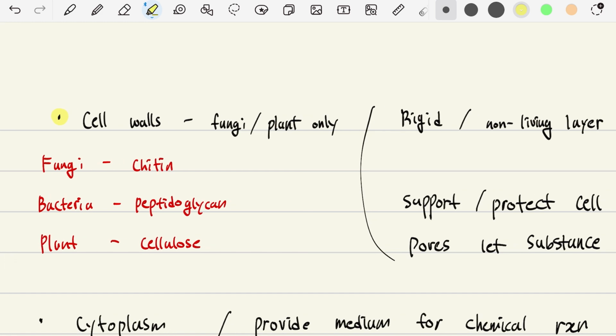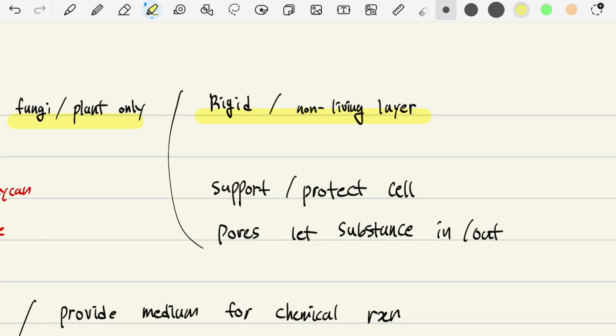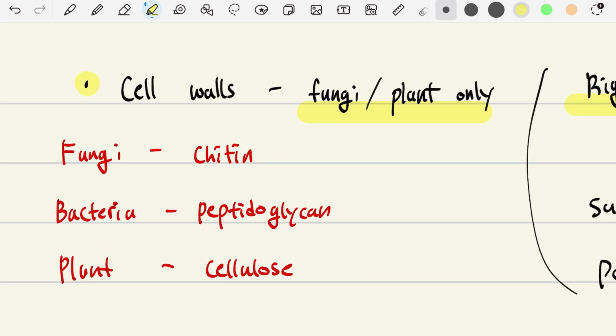And for cell walls, only plants, fungi, and prokaryotes have them. They are usually the rigid and non-living layer of the cell, and they support and protect the cell. They provide the shape, and there are pores that let substances in and out, since cells also need to let materials inside them. This is just some details. For fungi, their cell walls are made of a substance called chitin, for bacteria they are made of peptidoglycan, and for plants they are made of cellulose.